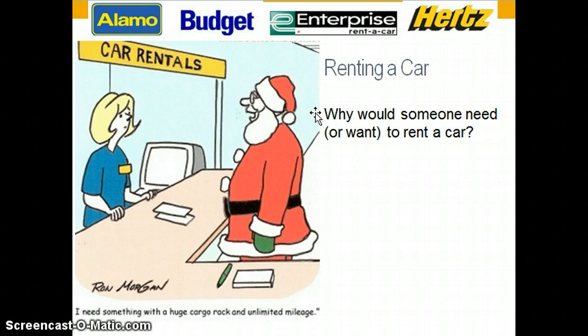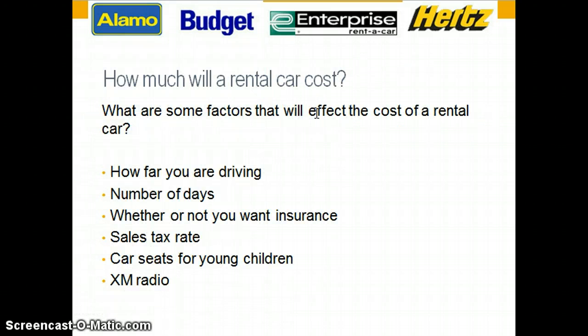Another big reason why people rent cars is if you're not going on vacation at all, but your car is in the shop and it needs a repair. You might need to rent a car for a few days or maybe for a week. So lots of different reasons you rent a car. It might be because you don't have a car, or it might be because you do have a car, but you can't use it for some reason.